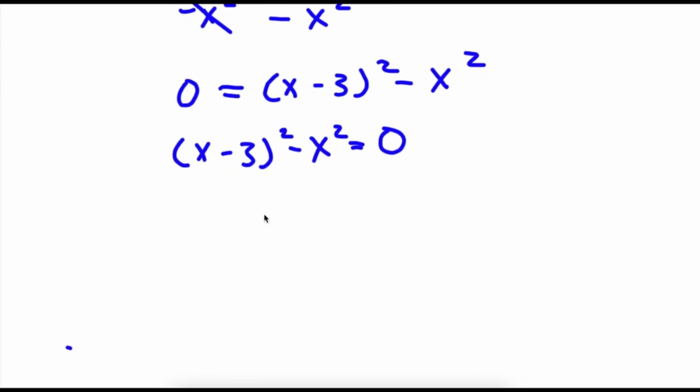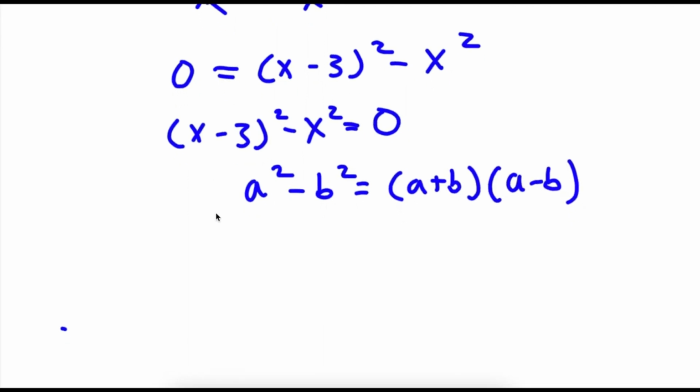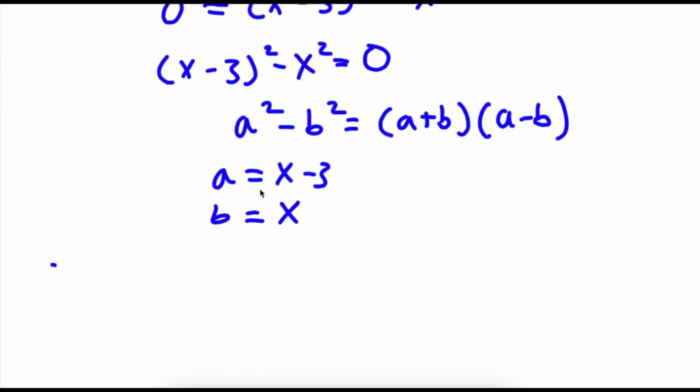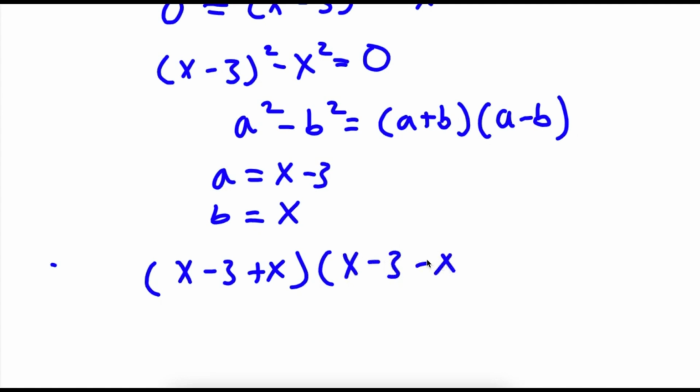And now, if I have something in the form a squared minus b squared, this is equal to (a plus b) times (a minus b). So in this case, a would equal x minus 3 and b is equal to x. So (x minus 3) squared minus x squared would equal a plus b, so (x minus 3 plus x), times a minus b, so (x minus 3 minus x).